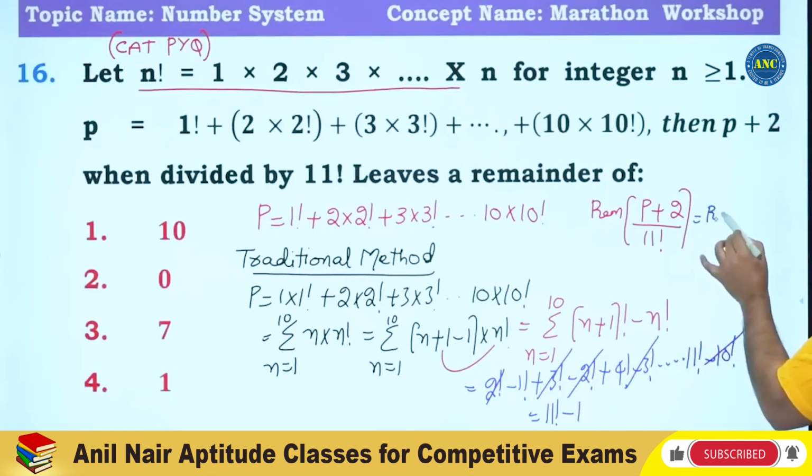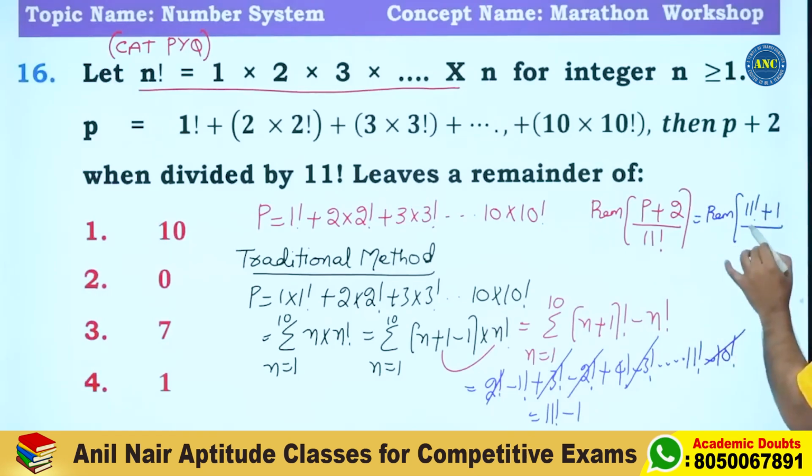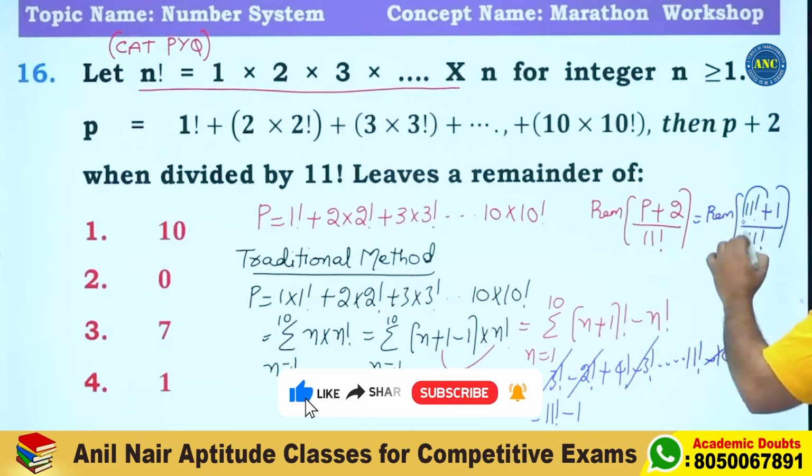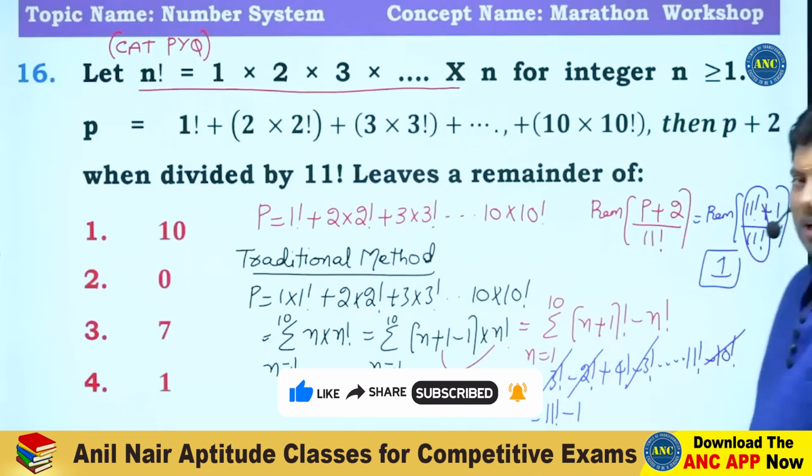So this will become 11 factorial minus 1 plus 2, that is 11 factorial plus 1, divided by 11 factorial. 11 factorial by 11 factorial, remainder 0. 0 plus 1 is 1. The answer for this question is 1.